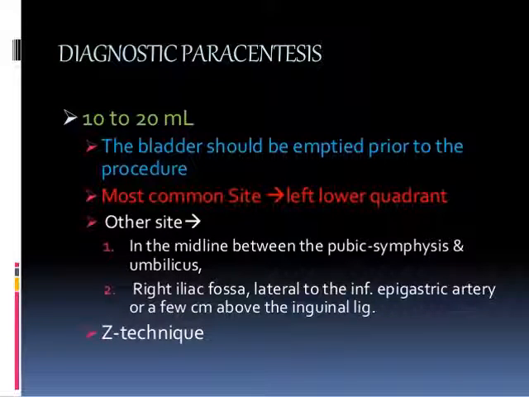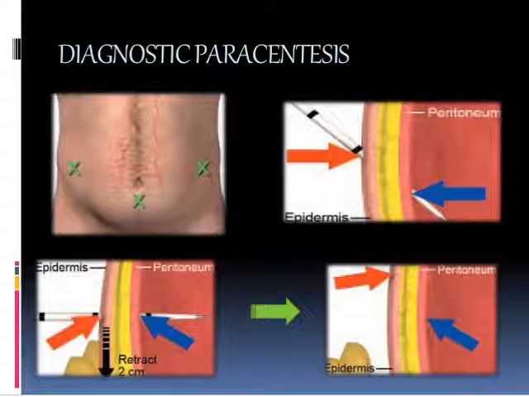10 to 20 ml. The bladder should be emptied prior to the procedure. Most common site is the left lower quadrant. Other sites: the midline between the pubic symphysis and the umbilicus, or the right iliac fossa lateral to the inferior epigastric artery, a few centimeters above the inguinal ligament. And we should do the technique like this, as illustrated in the figure.